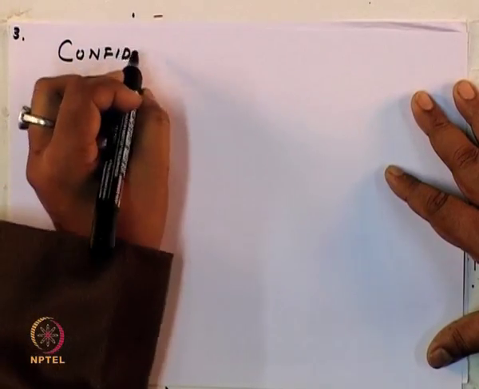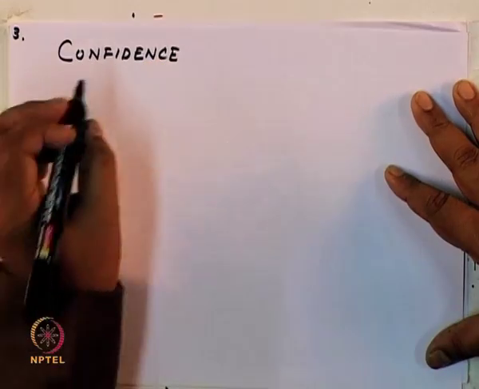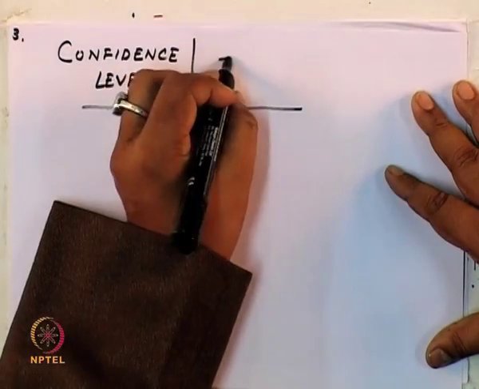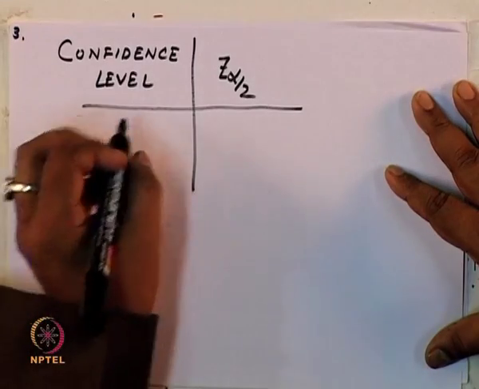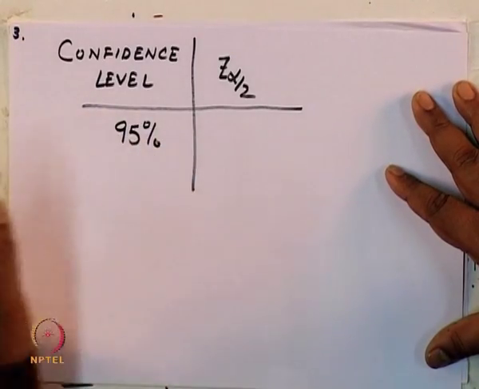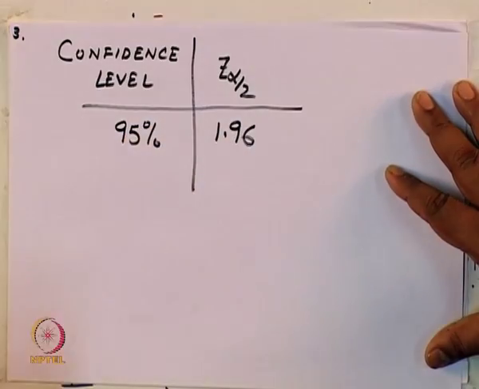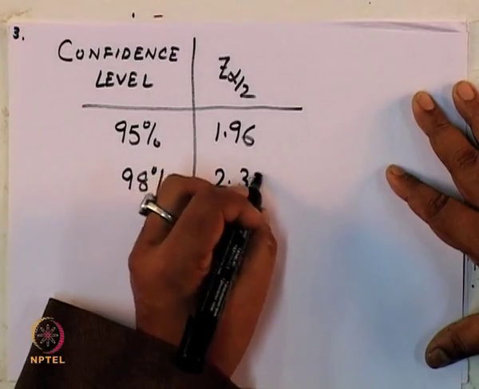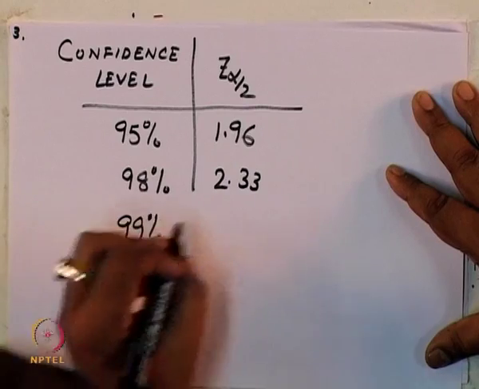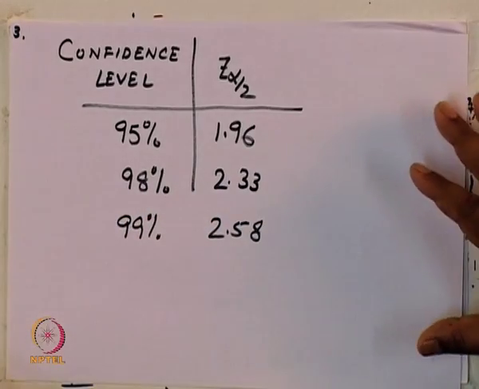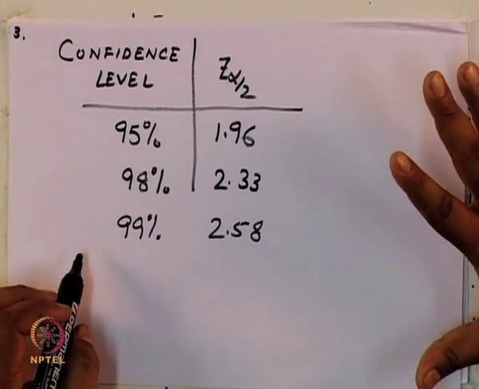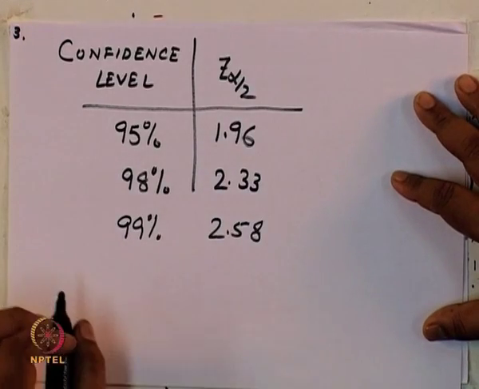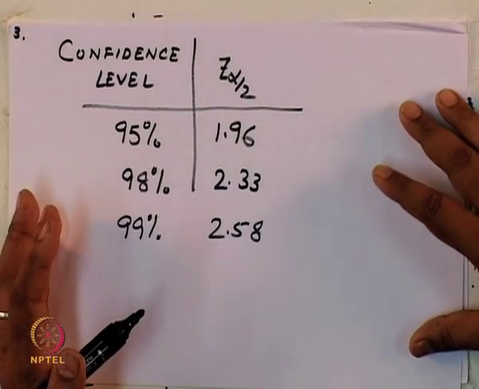For a 95% confidence interval, this value is 1.96. For 98%, this value is 2.33, and for 99%, this value is 2.58. Now, this is a two sided, two tail confidence interval, right. You have a lower bound and an upper bound. You can also find out just a lower bound or an upper bound.